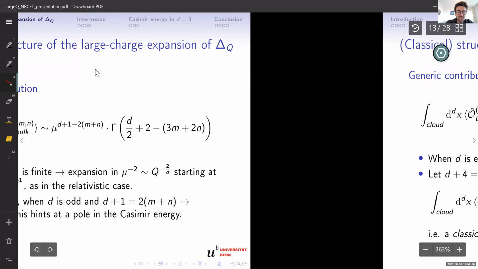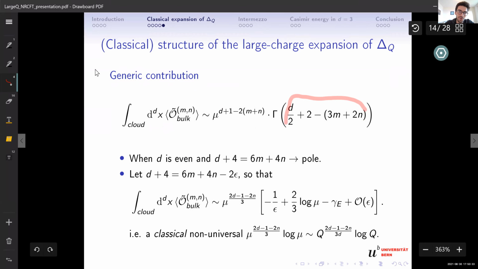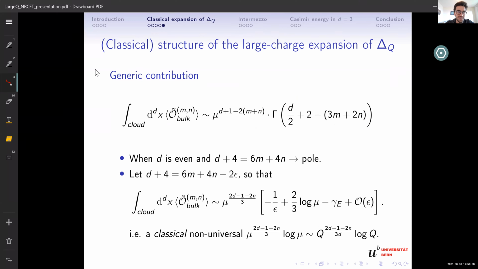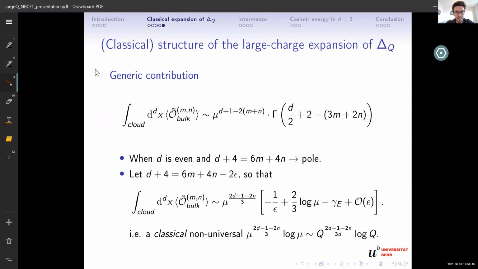Okay. Yet another very interesting thing that can happen is when, well, this thing is 0 or even a negative integer. But let me focus on the case where it's equal to 0. So I satisfy this condition, which can only be true when d is even, right? In which case I end up with gamma 0, and I have a pole. So I move to dim-reg, where I just shift the dimension by 2 epsilon, and I expand as you would do in CFT1, right?